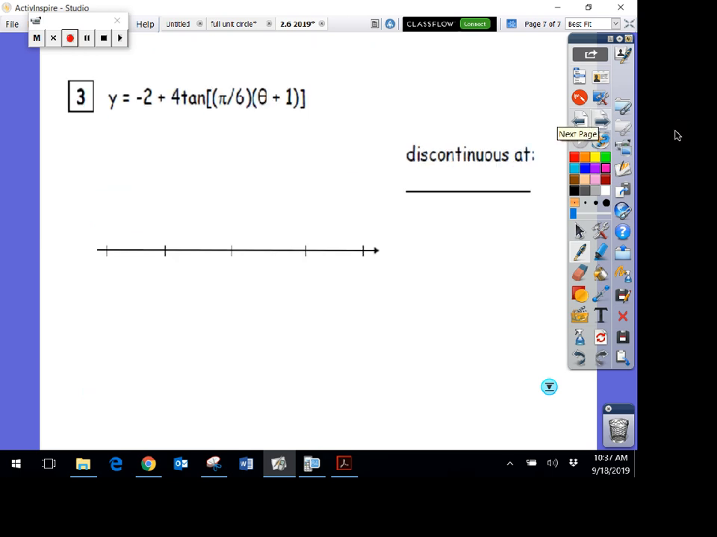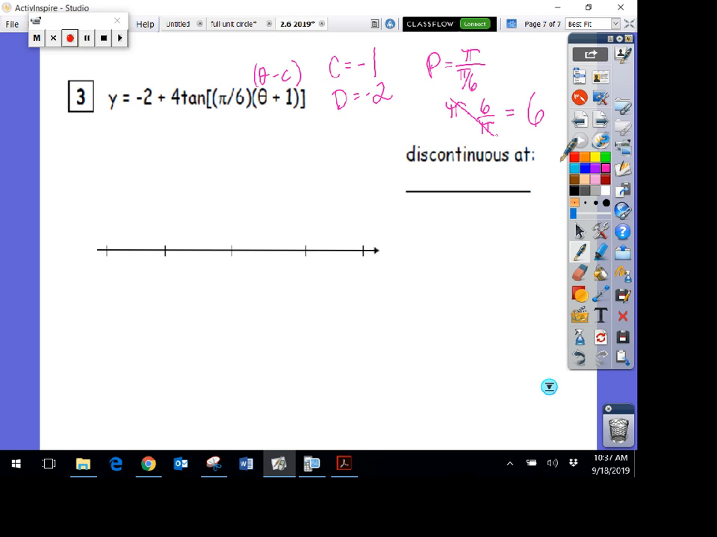All right, the last one, we're back to tangent. So again, remember this is theta minus C. So C is -1. D is -2. There's no degree symbol. So the period is pi over 6. Pi times 6 over pi. Our period is just 6. Pi over pi is 1.